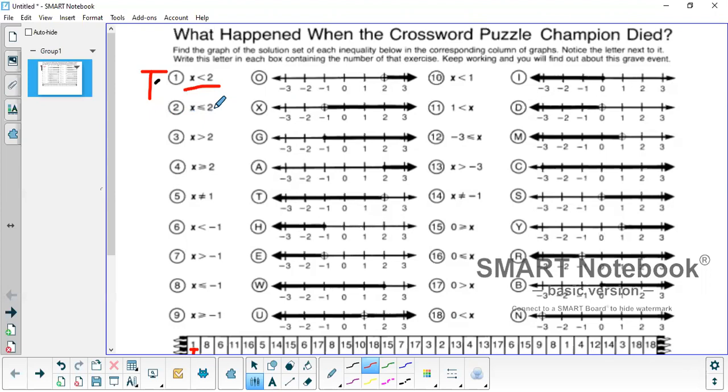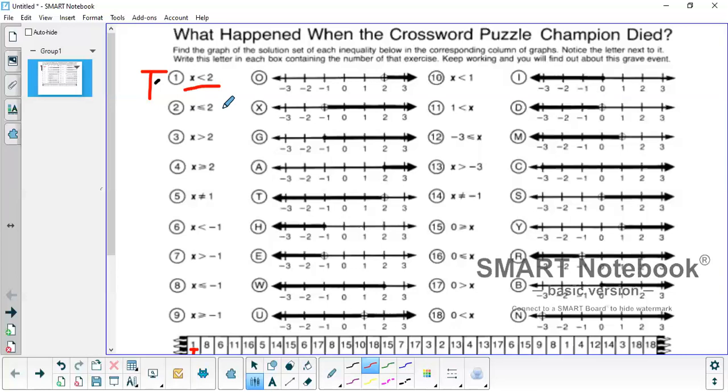So find the graph which has a closed or shaded point at 2. Now, the symbol is less than or equal to. Is it going to the left or to the right? To the left. So you find it, don't tell me the answer. Again, shaded point at 2, then the arrow should be going to the left. Okay, you got it? Don't tell me the answer.